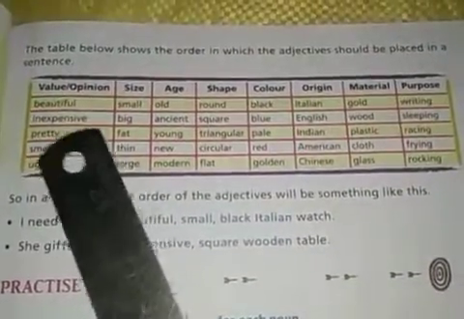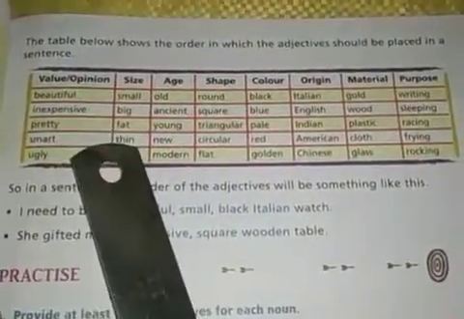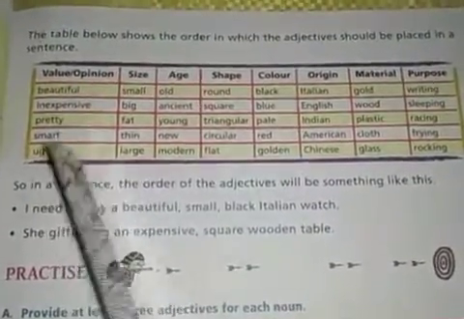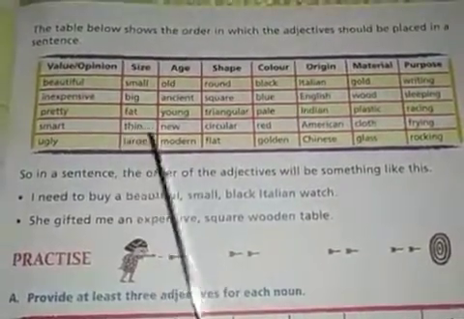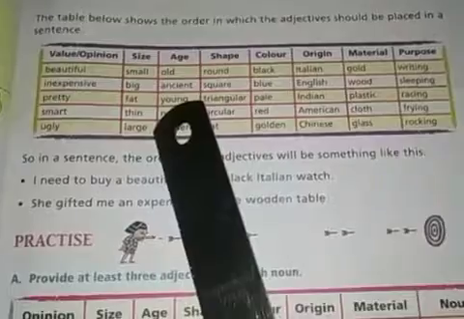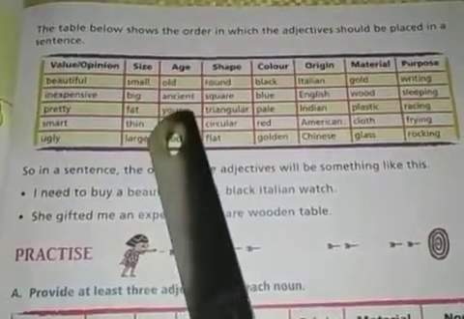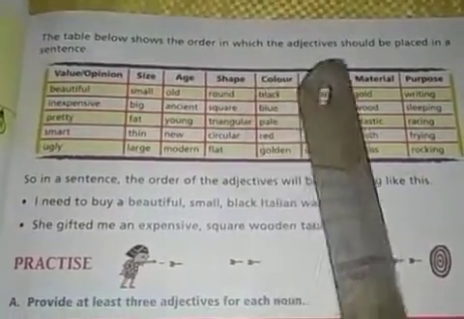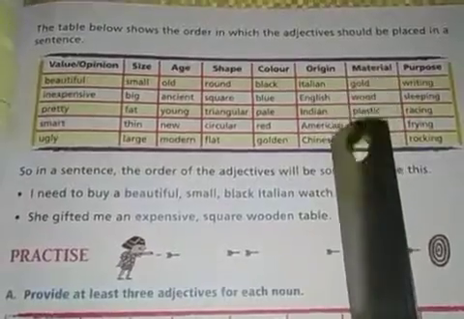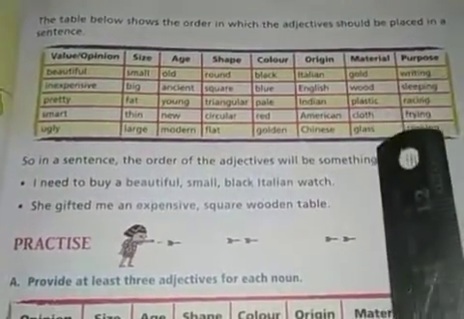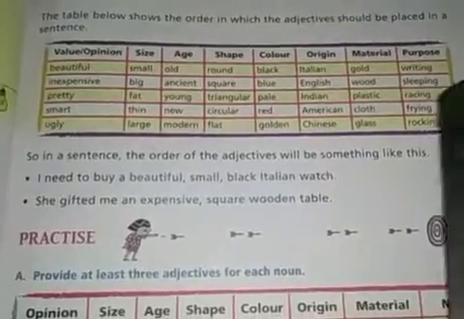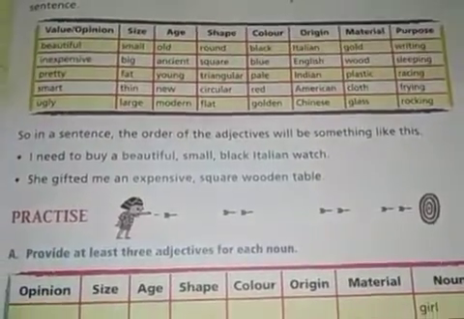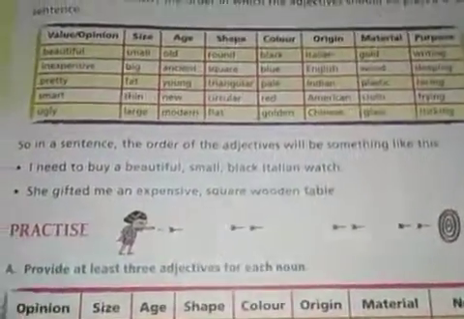First of all you will have to write the value or opinion about the thing, like beautiful, inexpensive, pretty, smart, ugly. These types of adjectives are written at first. Then you can write the size of the thing. These are the examples of size. Then you write the age of the thing. Then shape, then color, then origin, from where it is, and then material, of which material it is made, and then purpose, for which purpose you are using that thing. That purpose will come at last. So examples are there.